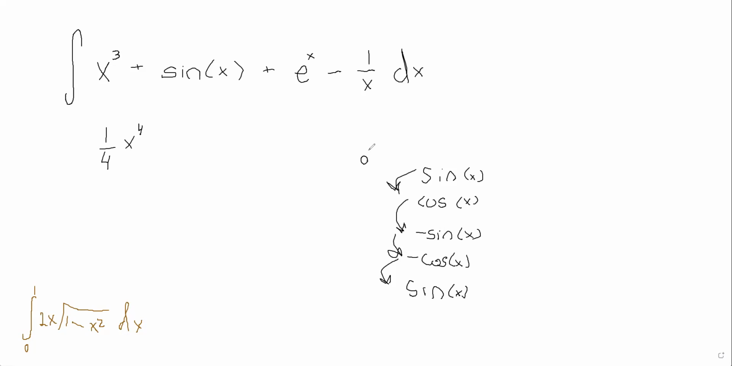So whenever we move down, we take the derivative. Whenever we move up, we take the integral. So we're trying to integrate sine of x. The integral of sine of x would just be negative cosine of x. That is our antiderivative.